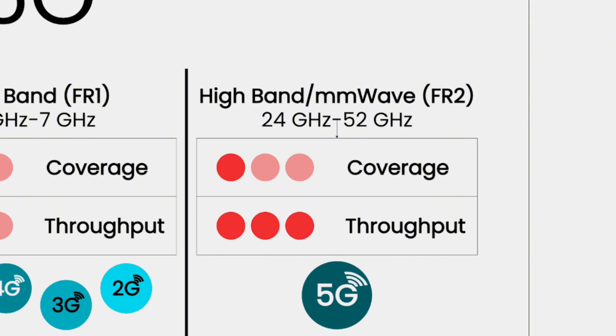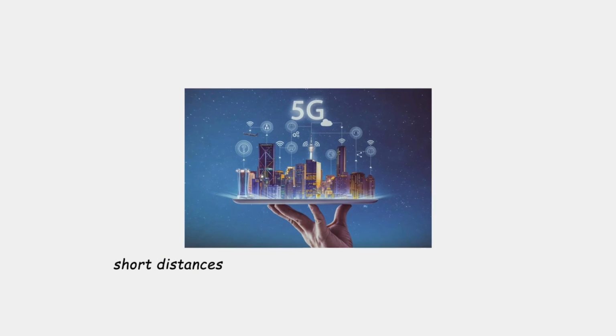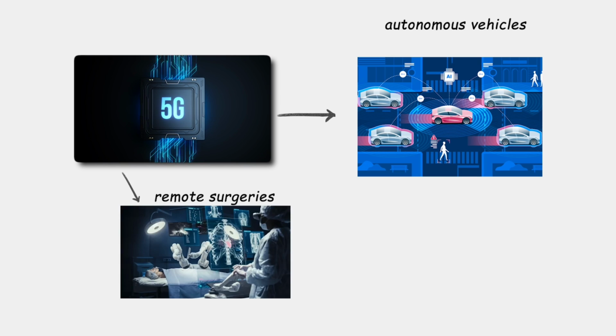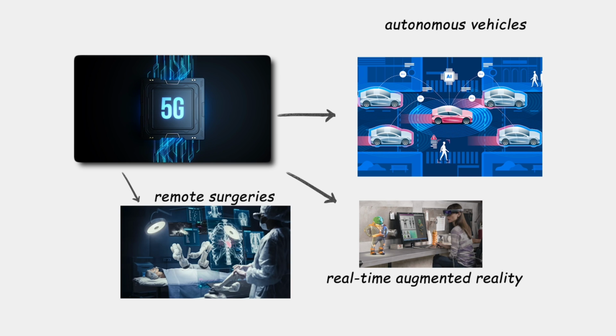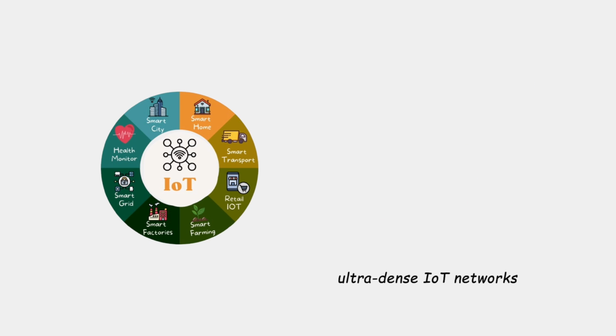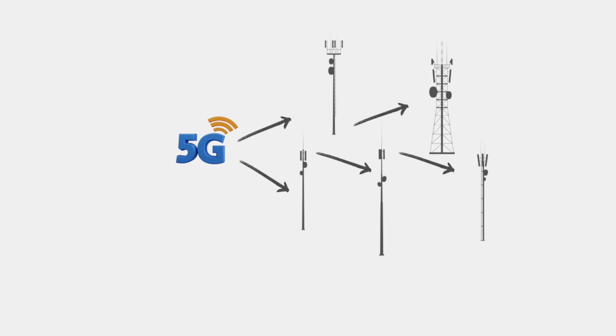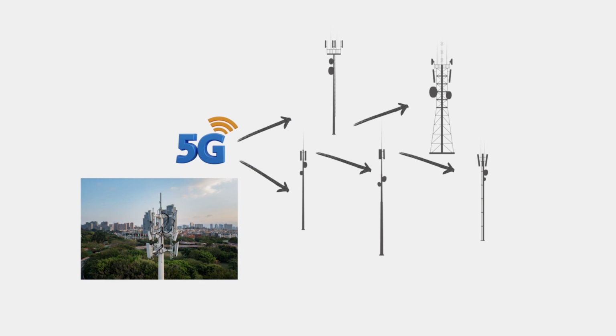It uses a mix of low-band, mid-band, and high-band frequencies. High-band 5G, known as millimeter wave, can deliver gigabit-per-second speeds, but only over short distances and with clear line of sight. 5G opens the door to applications like autonomous vehicles, remote surgeries, real-time augmented reality, and ultra-dense IoT networks in smart cities.